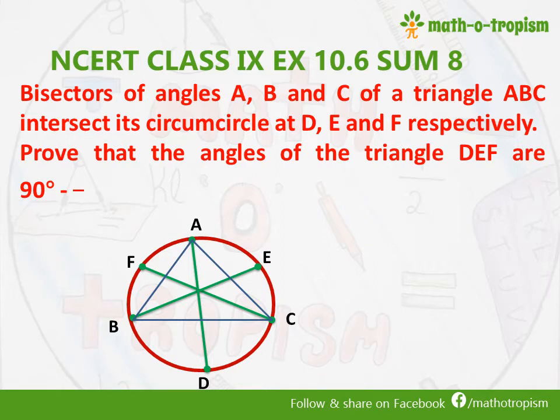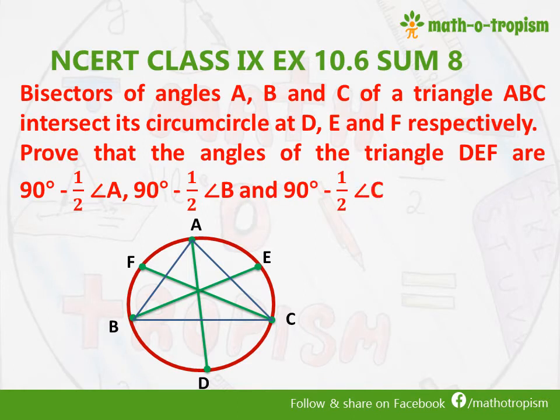We need to prove that the angles of the triangle DEF are 90 degrees minus half of angle A, 90 degrees minus half of angle B and 90 degrees minus half of angle C. So I need to join D, E and F.